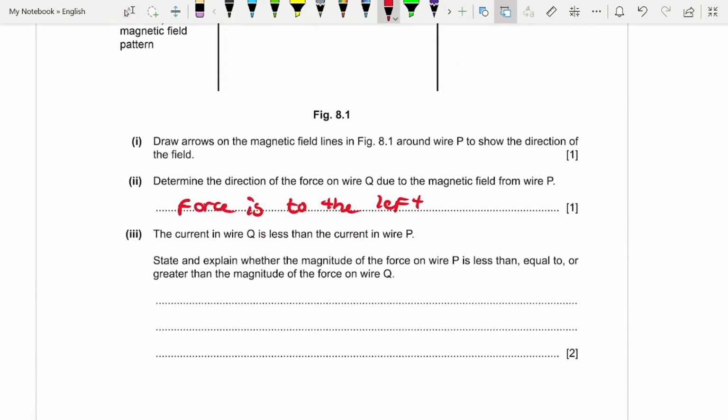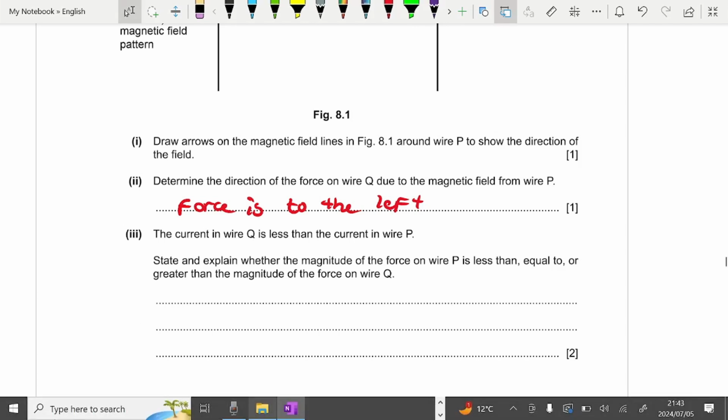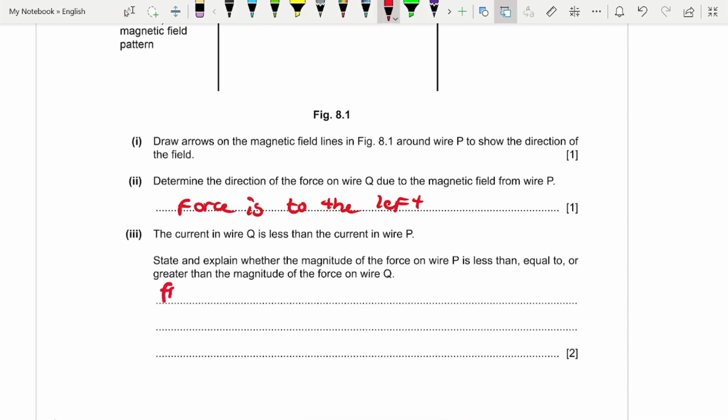The current in wire Q is less than the current in wire P. State and explain whether the magnitude of the force on wire P is less than, equal to, or greater than the magnitude of the force on wire Q. It doesn't matter what the current is, because of Newton's laws of motion. Third law of motion, the force is going to be the same. So we're just going to mention that the force is the same.